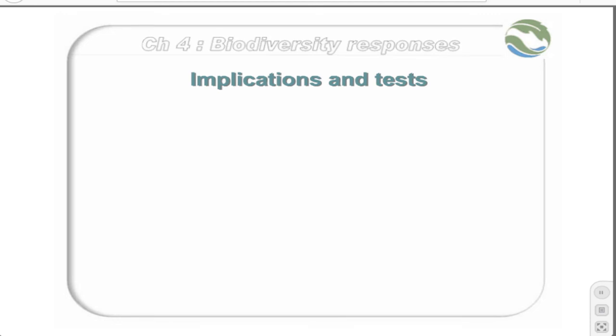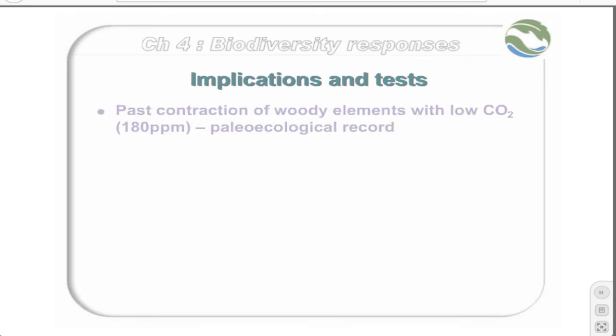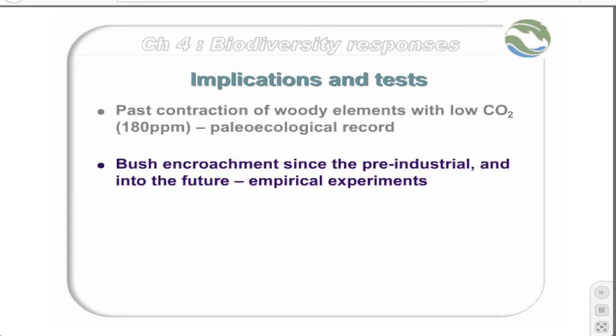What are the implications of this hypothesis? Well, there are two very important ones. Firstly, we would expect to see a contraction of trees during low CO2 periods, and we should be able to pick that up in the pollen record. And we should have seen the encroachment of trees since the pre-industrial era, when humans started to pump much more CO2 into the atmosphere. There we can use empirical experiments and observations to test the idea.